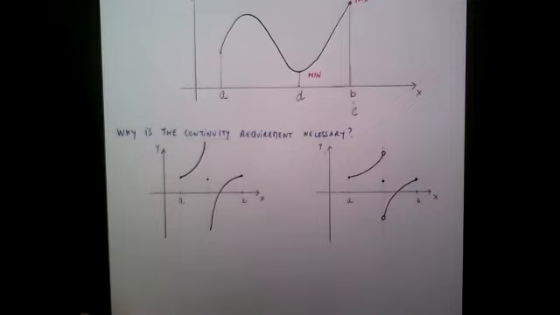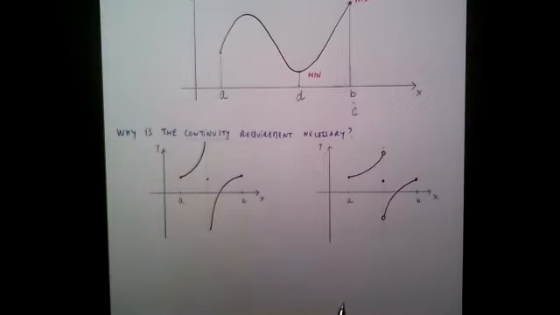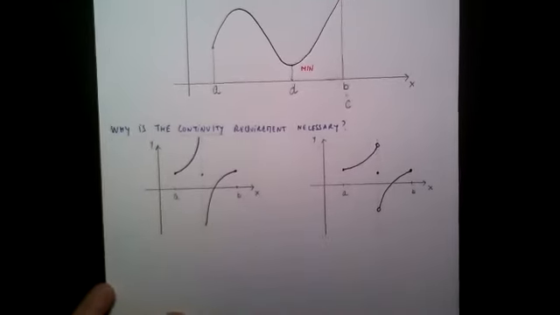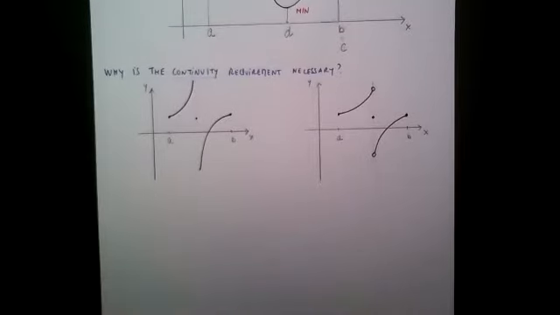Sir, if it's just a removable discontinuity, then it could have one, no? You could always have one. Even if you have a jump discontinuity, you could have one. It just doesn't guarantee it. The extreme value theorem guarantees that if the function is continuous over a closed interval, you reach the max and the min. Okay, I'll give you an example with a removable discontinuity if you want.